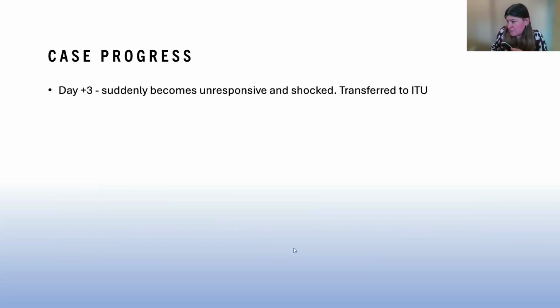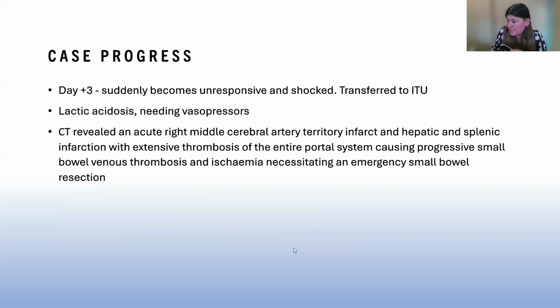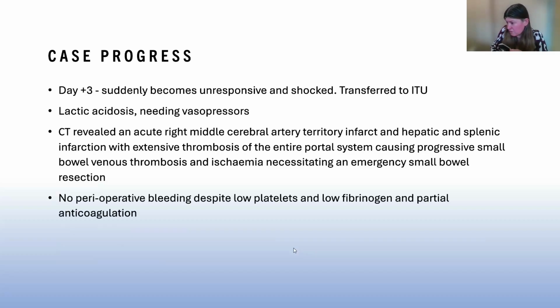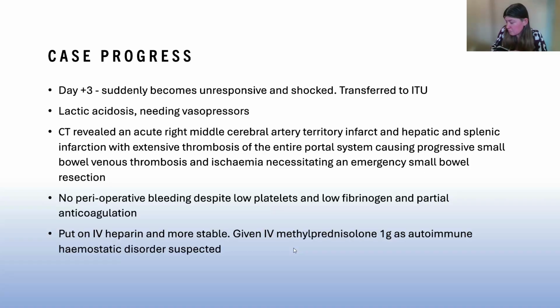After a couple of days, she suddenly became much more unwell and went to our intensive care unit. She had a raised lactate and further imaging, and she had a stroke, essentially, so a right middle cerebral artery infarct, and extensive mesenteric thrombosis, so hepatic and splenic infarction. She went on to have an emergency small bowel resection because of the degree of that, and didn't have any bleeding at the time of the surgery, despite having the low platelets and low fibrinogen.